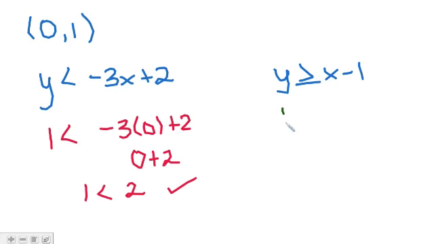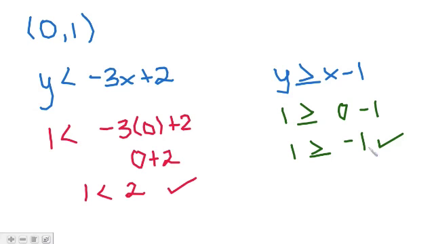All right, let's go ahead and do the other one. My y is 1 again, greater than or equal to. So 0 take away 1. Well, that's going to give me -1. Is 1 greater than or equal to -1? Yes, that checks. So (0, 1) is a solution.